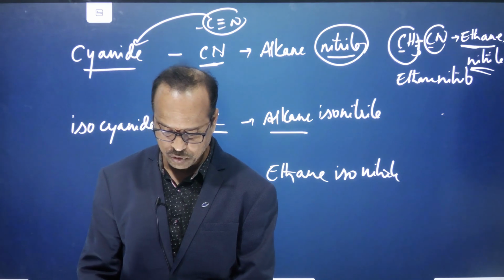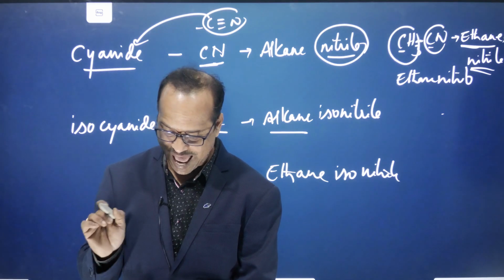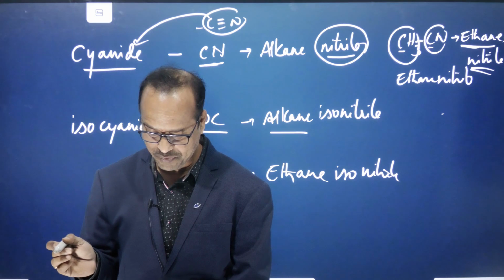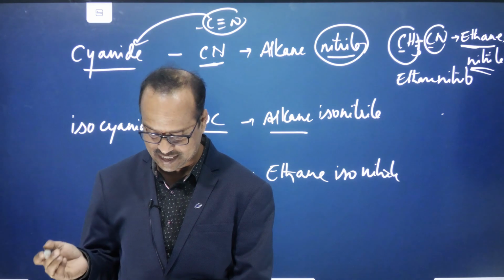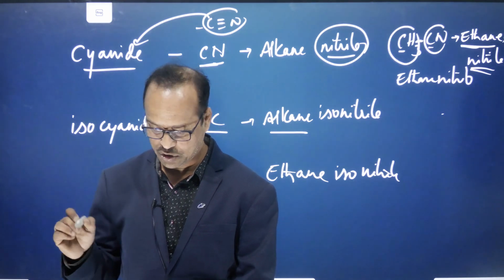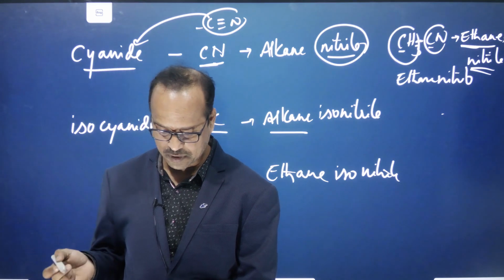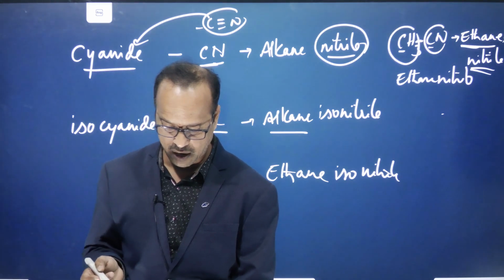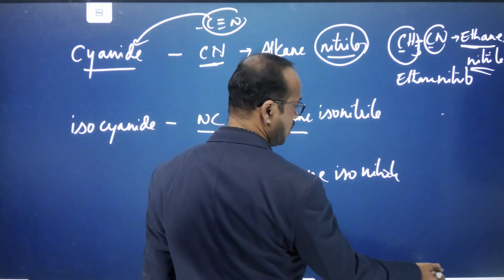Right. Now the fifth question: the suffixes for alcohols, aldehydes and ketones, according to the IUPAC system, respectively. Alcohol is ol, aldehyde is al, ketone is one. So alcohol is ol.